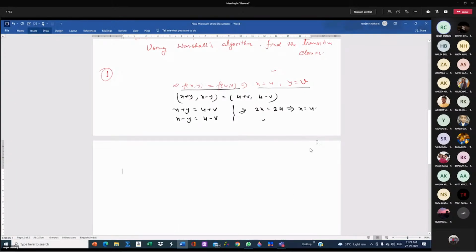So then y is equal to v. Now you have to show that it is onto, it is 1-1 onto.